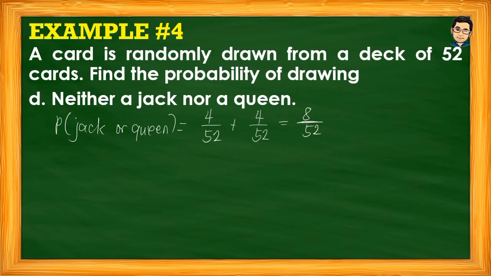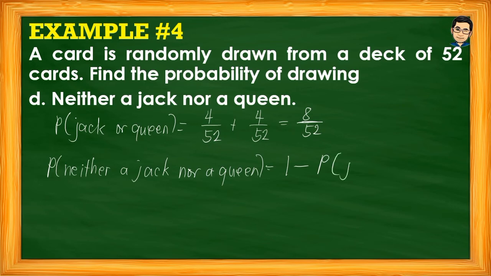Now, paano natin kukunin yung probability? Neither a Jack nor a Queen. So, isusubtract lang natin yung probability na Jack or Queen yung ating madraw doon sa kabuuan. So, 1 or 52 over 52. So, that will become 1 minus yung probability na Jack or Queen yung ating mabubunot. That is 8 over 52.